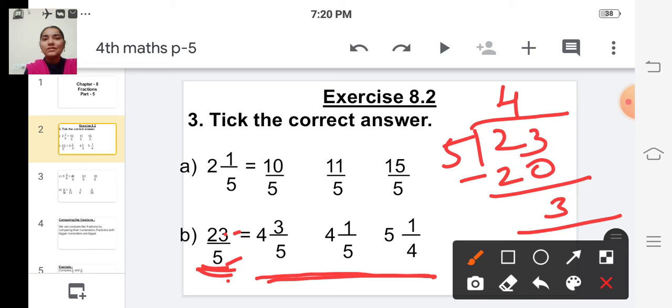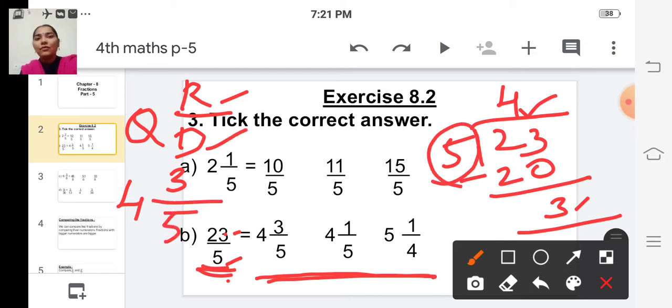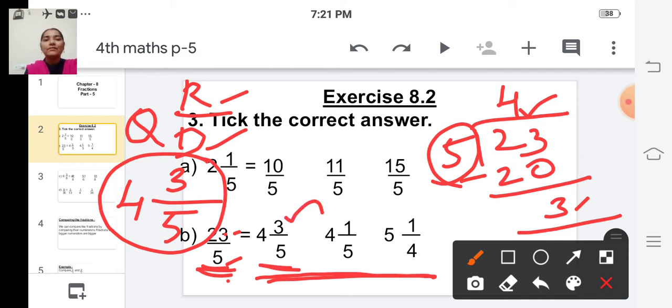remainder. Then what is the format for writing a mixed fraction? Quotient, remainder divided by divisor. So what is the quotient here? 4. What is the remainder? 3. 3 is the numerator, divided by divisor. Divisor is 5. So 4, 3 by 5 is the correct answer. Where is it? It is the first one. So 4, 3 by 5 is the correct answer. Okay. Have you all understood, children?